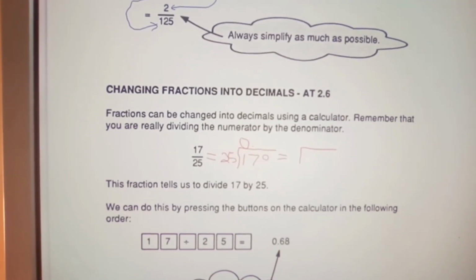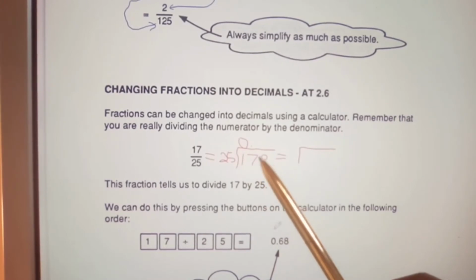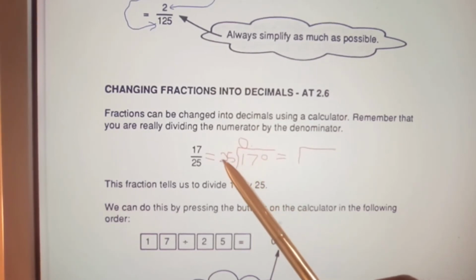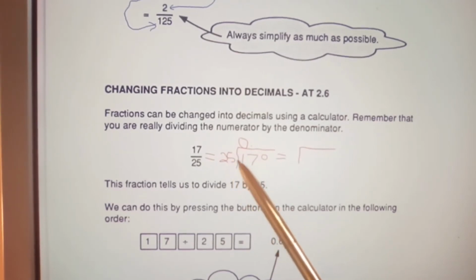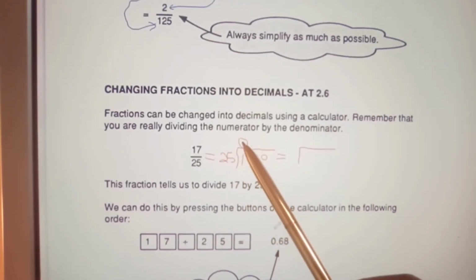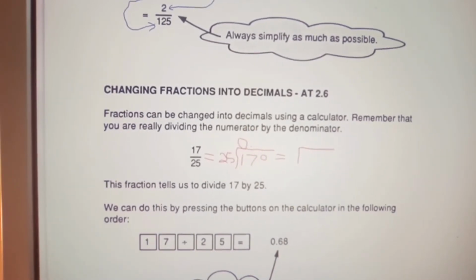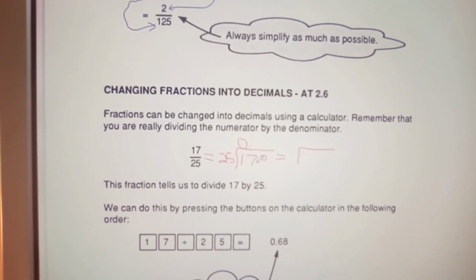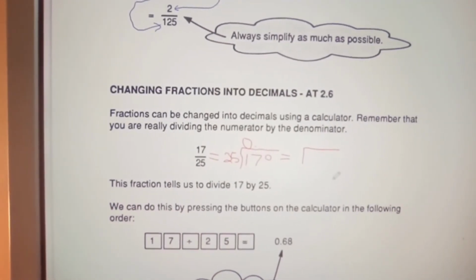So what we now say is 25 into 170. Now remember, I've now made this 170 because I've added a 0 here. Having first tried to divide 17 by 25, but 25 into 17 does not go, you then have a 0 up here. So the question now is, how many times does 25 go into 170? And that is a question you now need to consider and look at carefully.